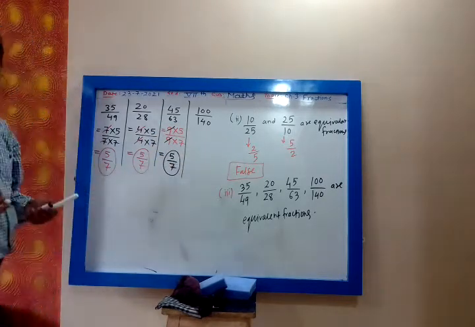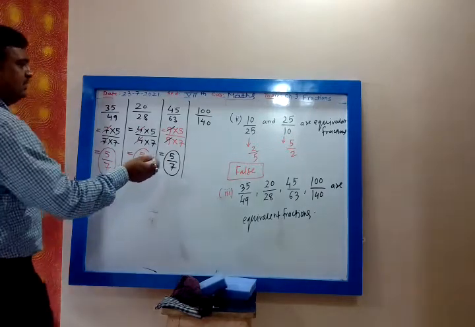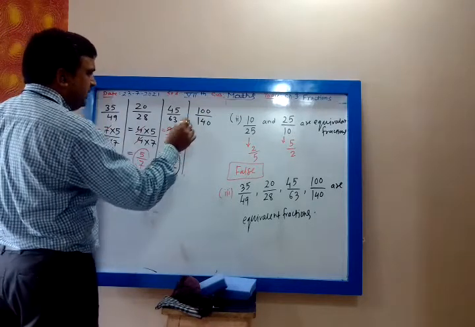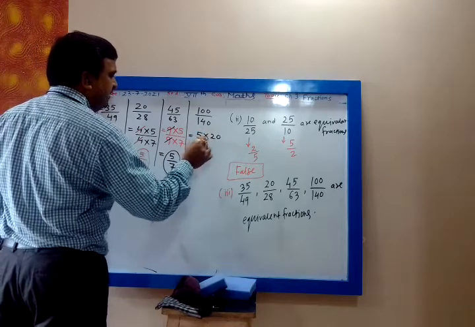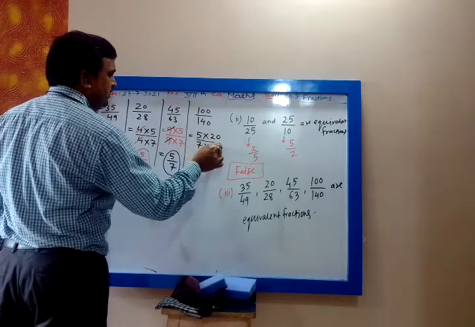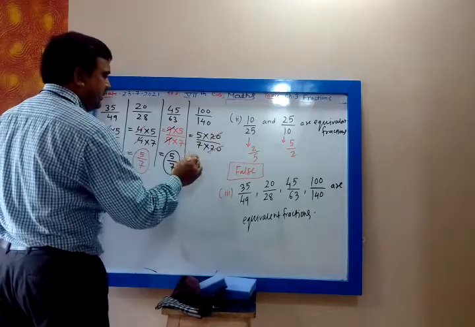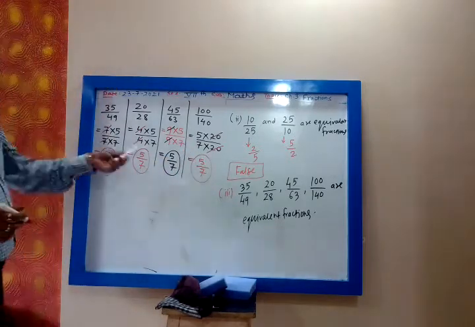My dear, now what can I do? See your internet connection. 5 upon 7. What about 100 upon 140? 100 upon 140. 5 20 100. Then 7 into 20 is 140. Now 20 gets cancelled. That is 5 upon 7. So what is the lowest term of all these? 5 upon 7.